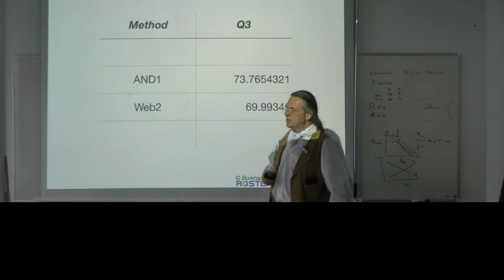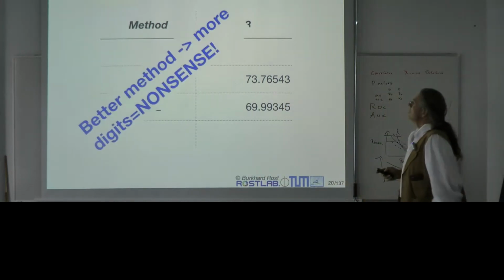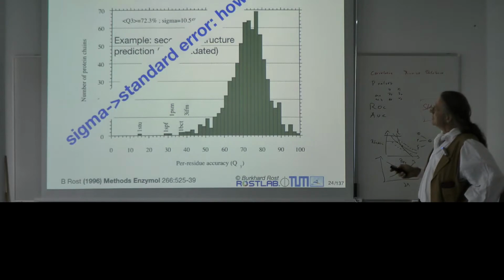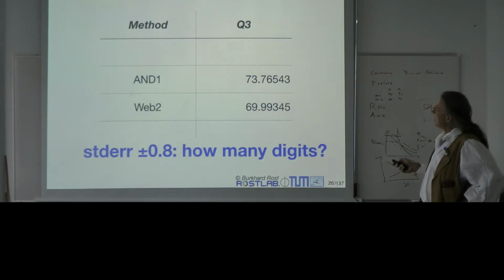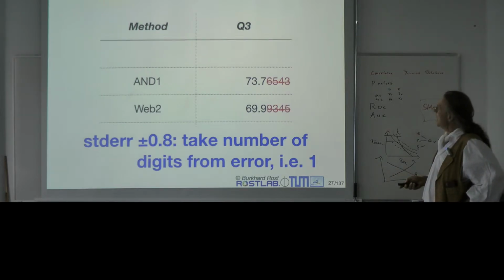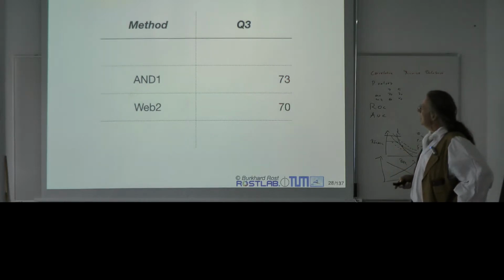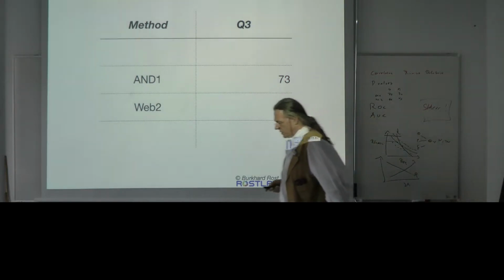But now we get back to this issue we discussed already: are more digits better than fewer? That gets us to this definition of a standard error. The standard error defines how many digits are important. If the standard error were plus minus 0.8, then most likely the right way would be to remove even the digit, and essentially only the integer would survive.